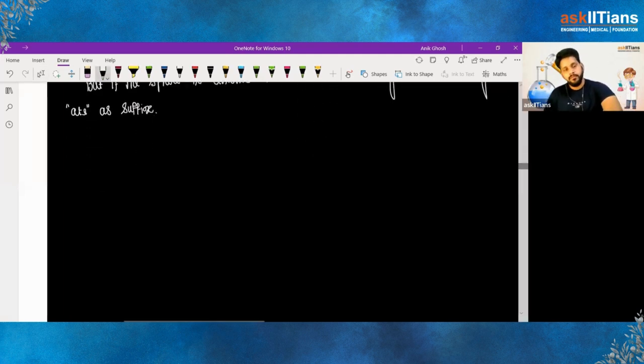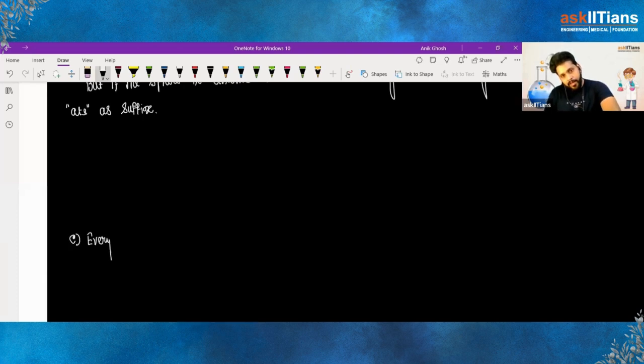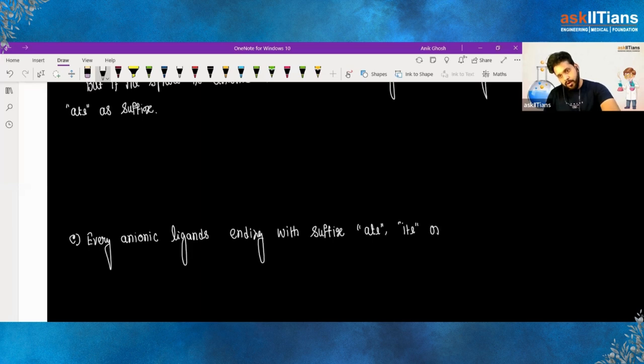Now, every anionic ligand, those ending with suffix 'ide', 'ite', or 'ate', is modified as 'ido', 'ito', or 'ato'. So, guys, it's like E gets modified with O.